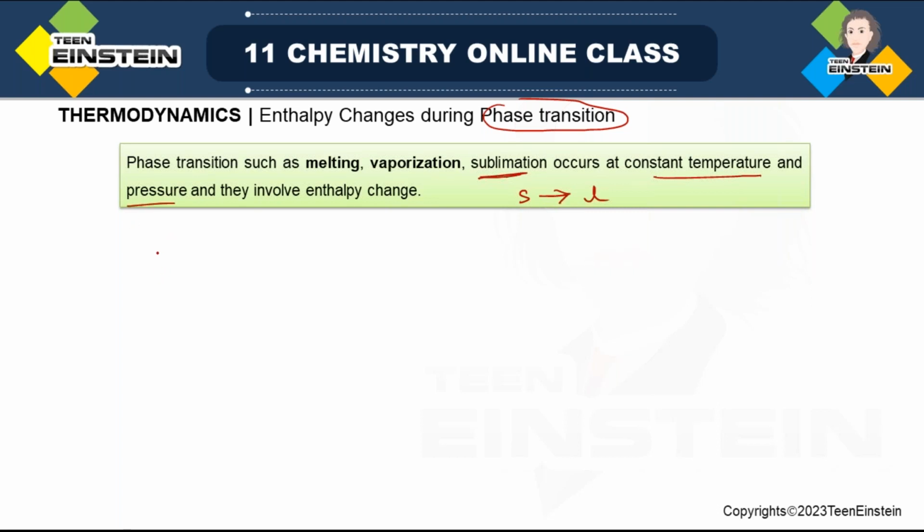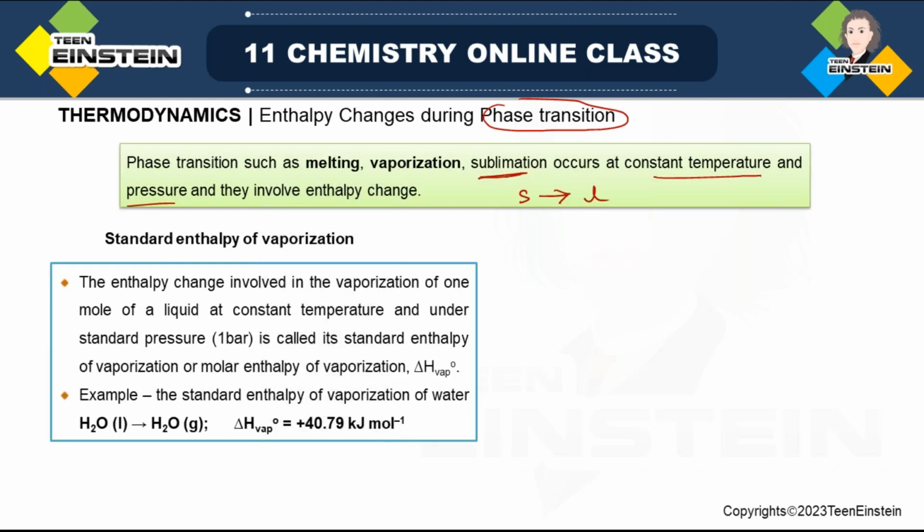So at constant pressure, the del H term is important, because we know it is important for different types of reactions where temperature is constant. It is also important for phase transition. These are not chemical reactions, but physical changes. But there is also constant temperature and pressure. So that is why enthalpy change is important. Now we will see enthalpy changes during different types of phase transition.